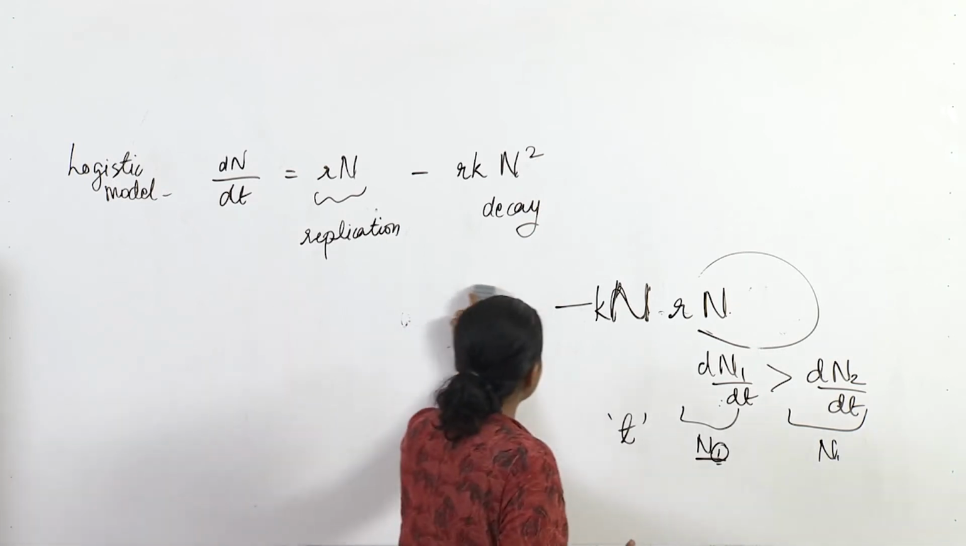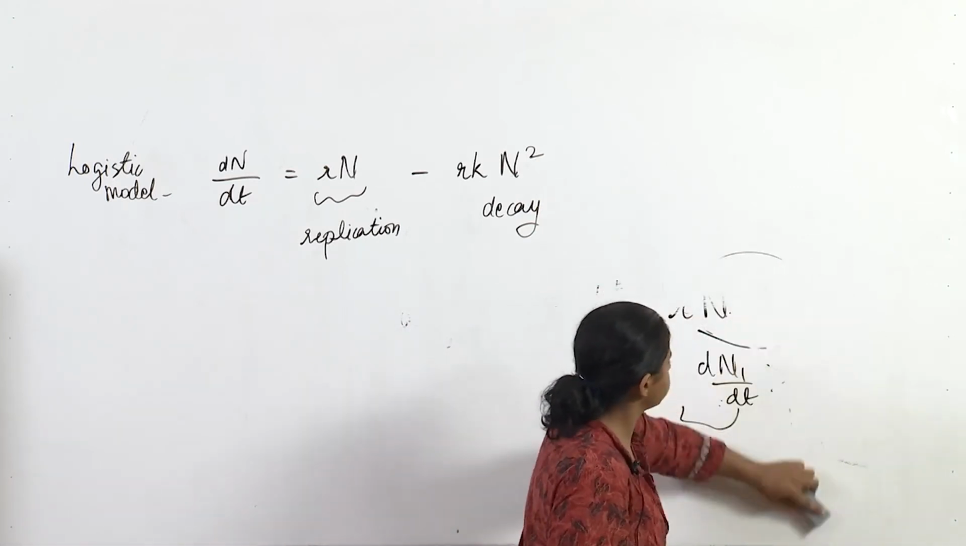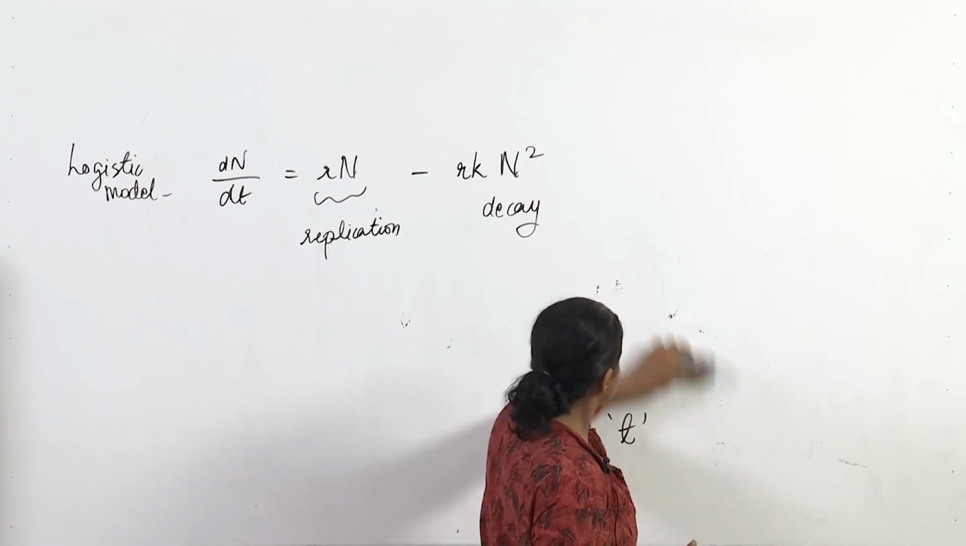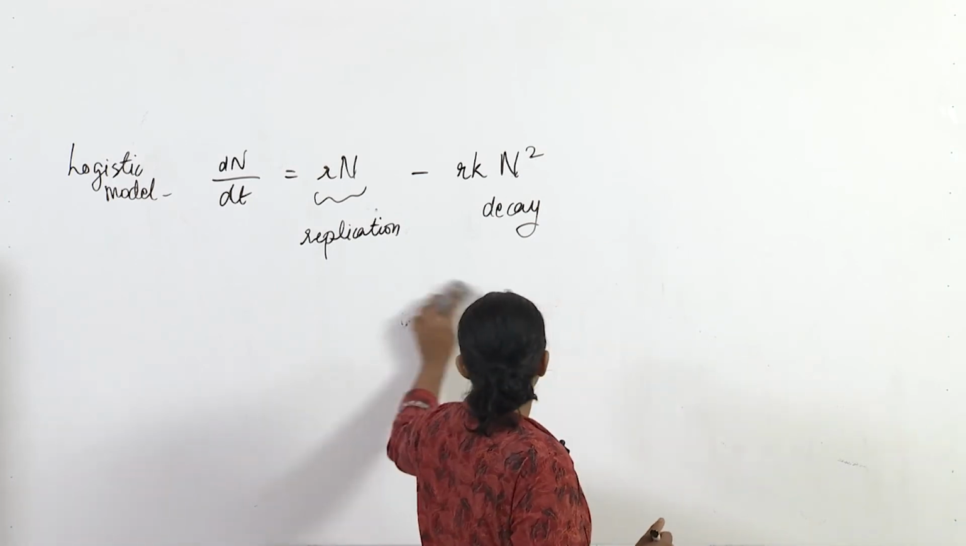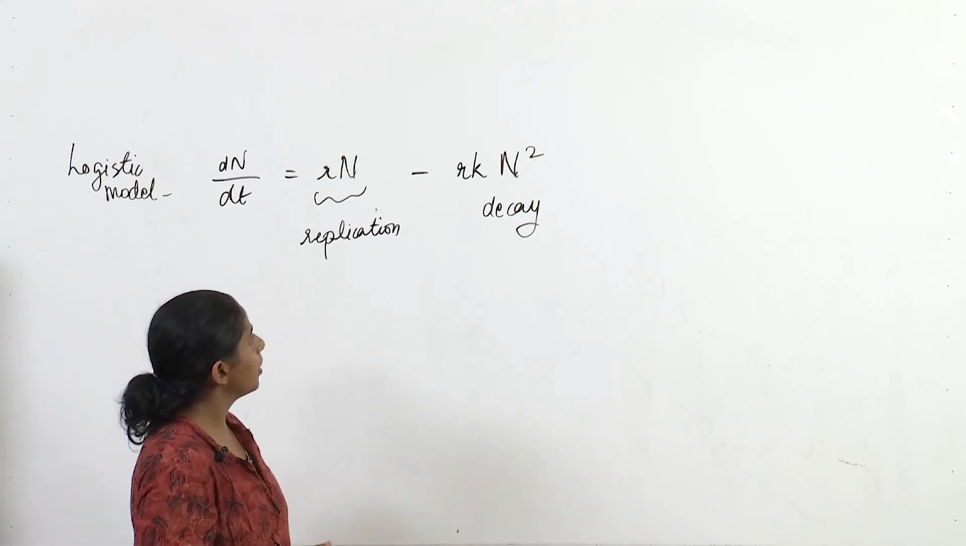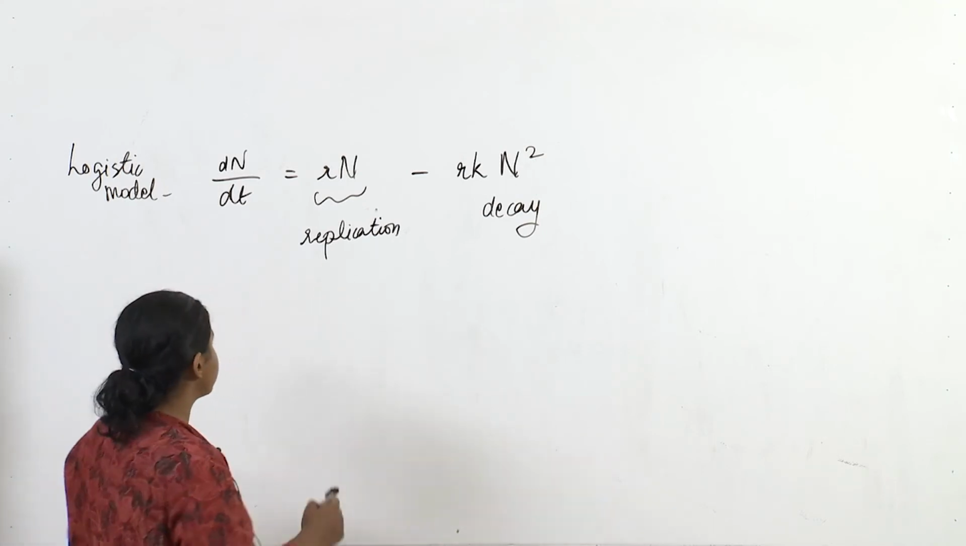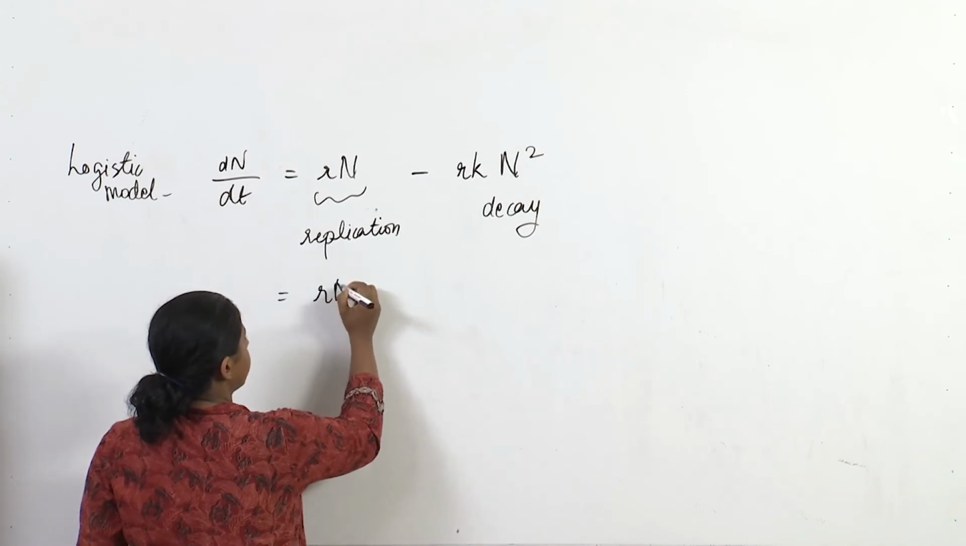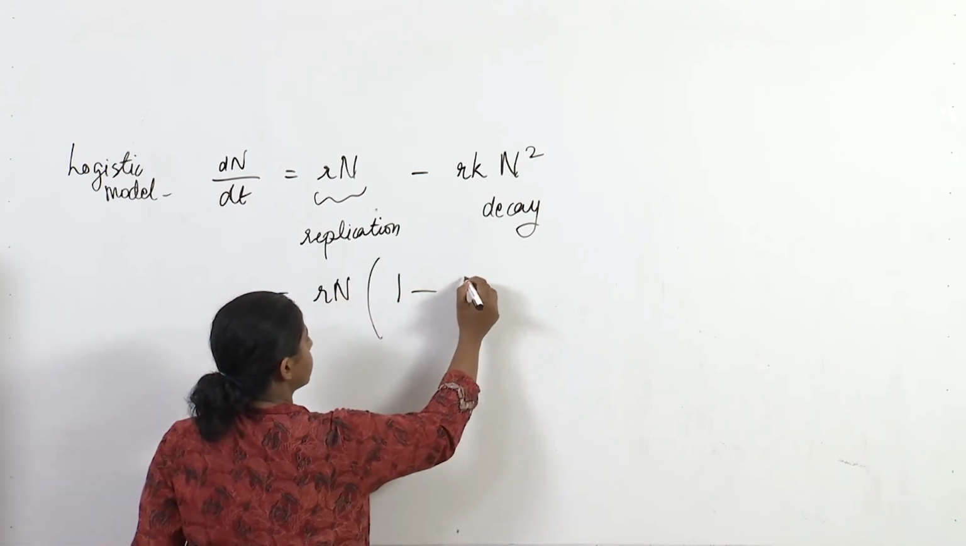Now let's try to understand what this logistic model is. So here we have dN/dt equal to rN minus rkN squared. We can write it as rN(1 minus kN).